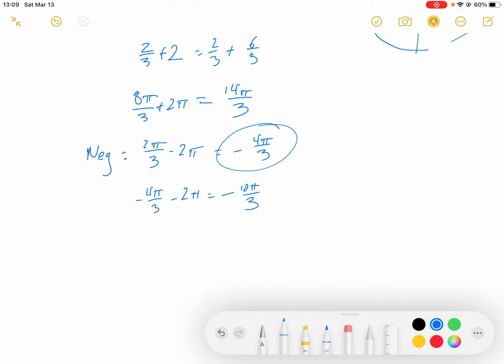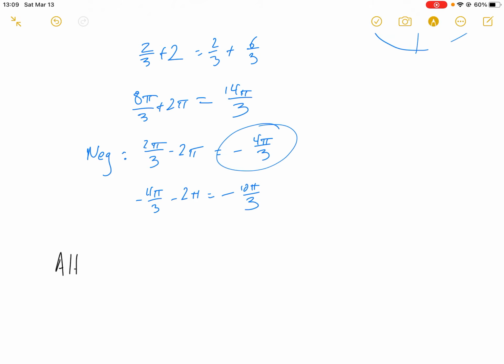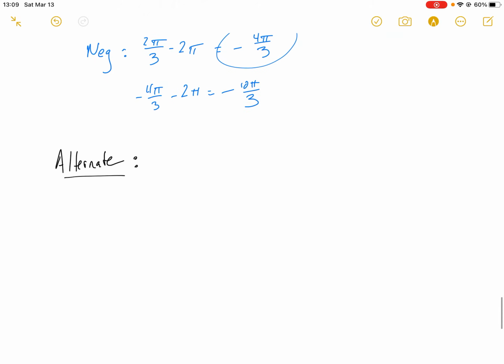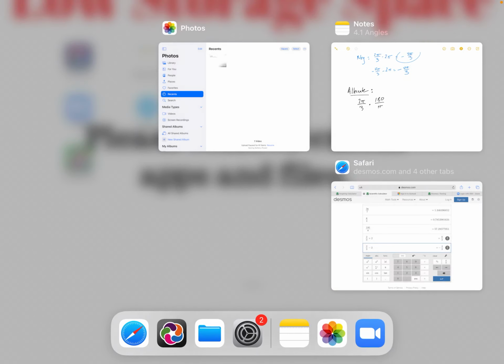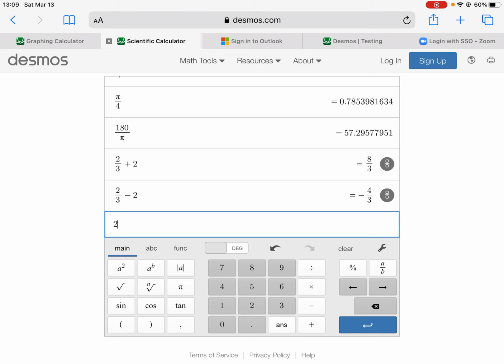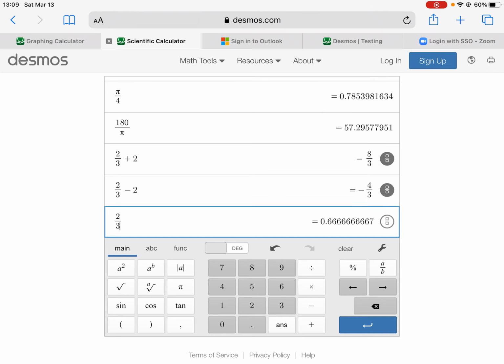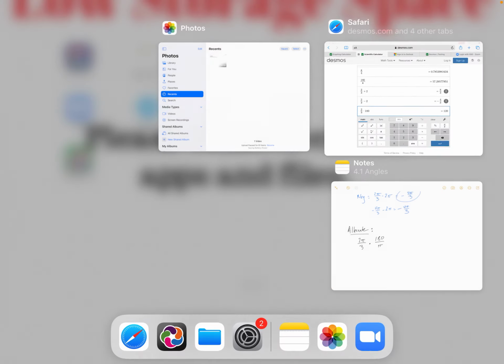Now, if you don't like that method, maybe you're still getting used to radians, there is an alternate way to do it. What you could do instead is first take 2 pi over 3 and convert this to degrees. So 2/3 of 180, the pi's cancel, gives me 120.